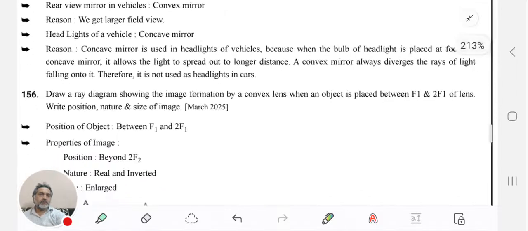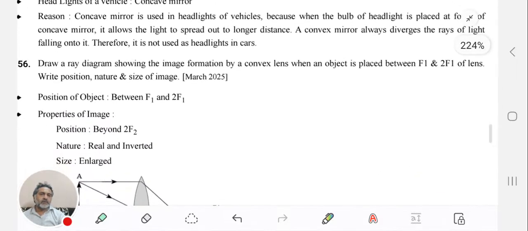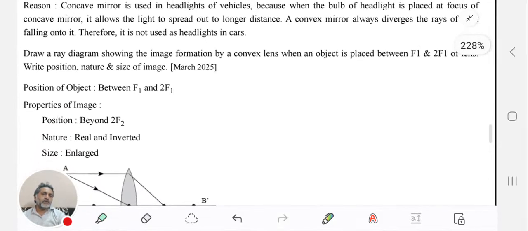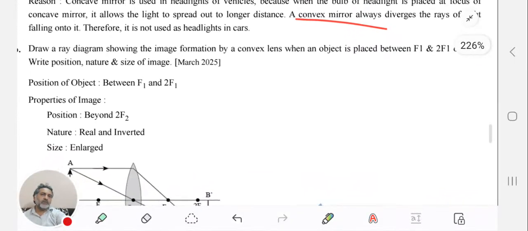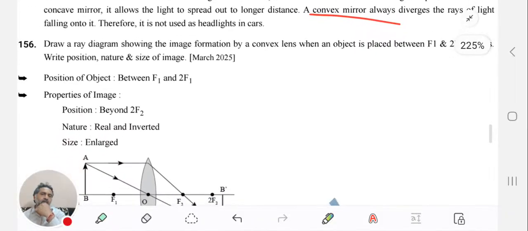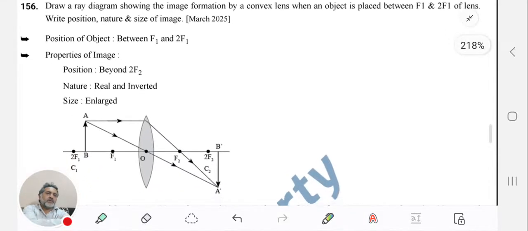Headlights of a vehicle: concave mirror. Reason: a concave mirror is used in headlights of vehicles because when the bulb of a headlight is placed at the focus of the concave mirror, it allows the light to spread out to a longer distance. A convex mirror always diverges the rays of light falling onto it. Therefore, it is not used as headlights in cars.